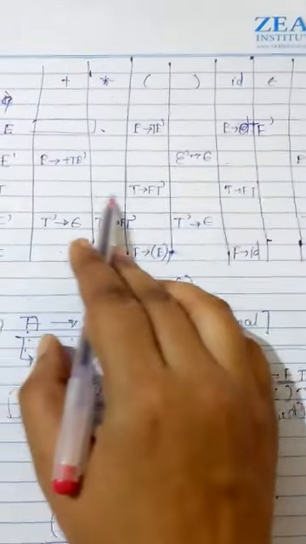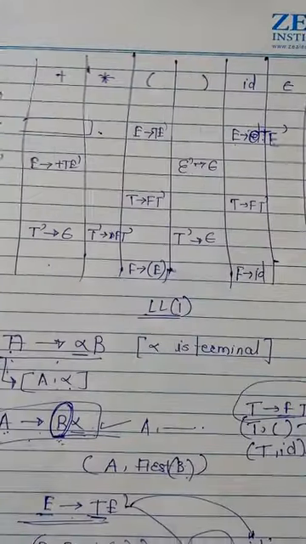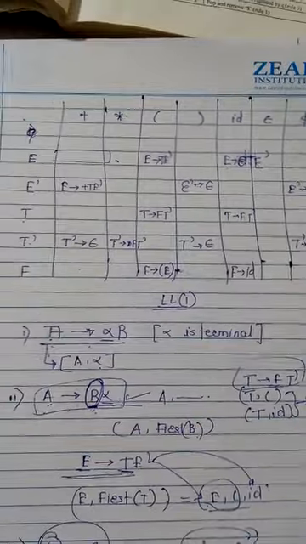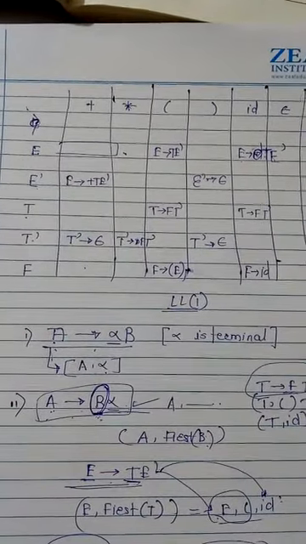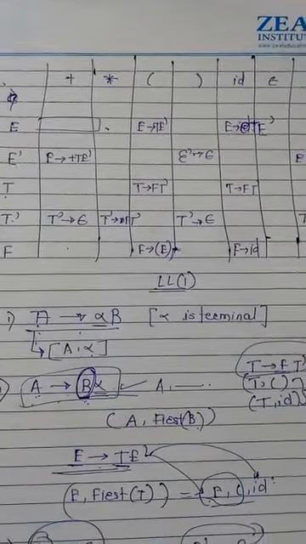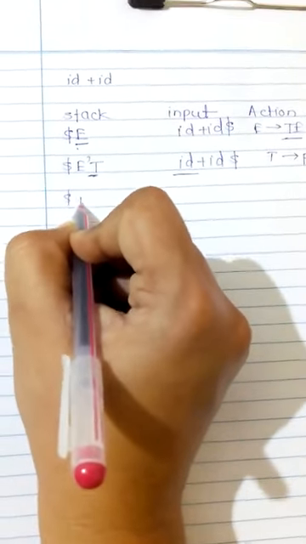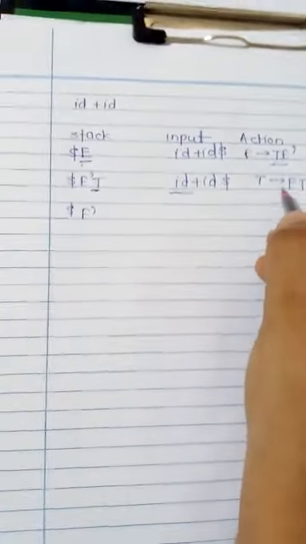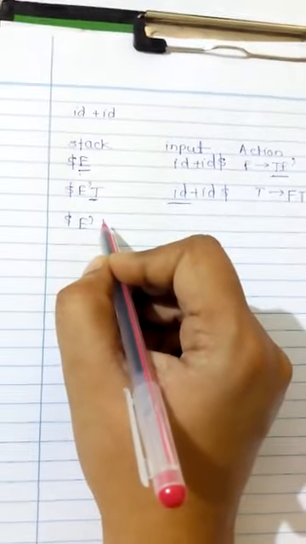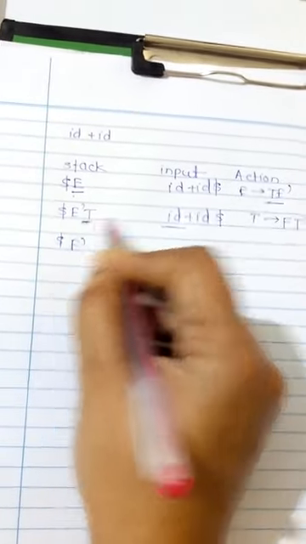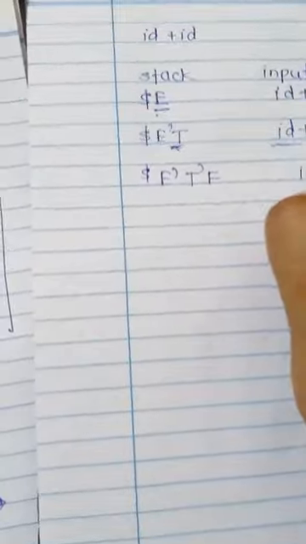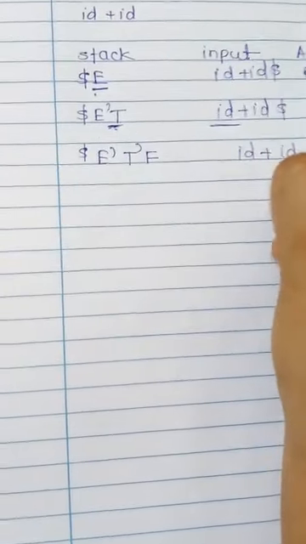Now check T on id in your production table. T on id gives you FT prime, correct? So T gives you FT prime. So we will write here dollar E dash. Now what action will you perform? Insert it into the stack. Instead of T, you will write this rule again in a reverse manner, so it will be T dash F. Here the input is id plus id and dollar.